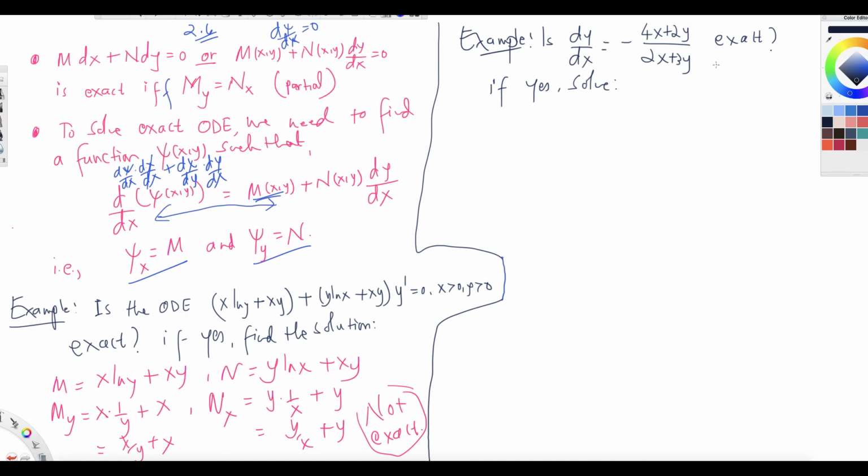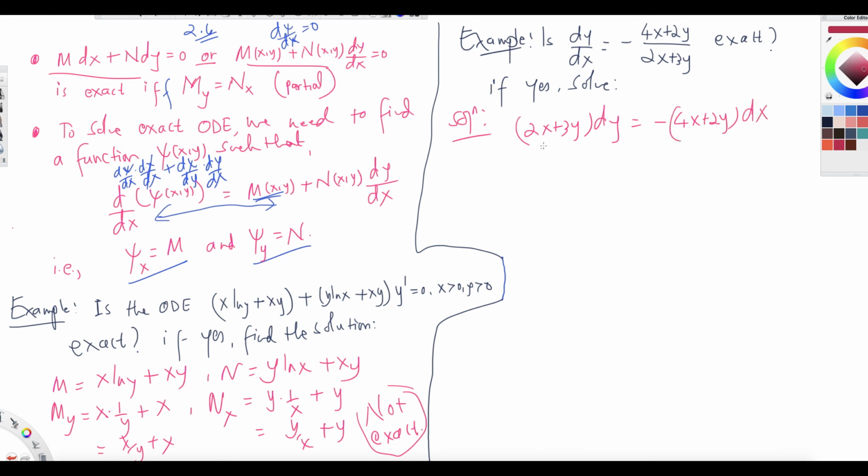Okay, this example is dy over dx equals negative 4x plus 2y over 2x plus 3y. Is this exact? If not, then you will stop. If yes, we need to solve, okay? So let us do this solution. Let us first write it down in the differential form. So you can write this as 2x plus 3y times dy equals negative 4x plus 2y times dx.